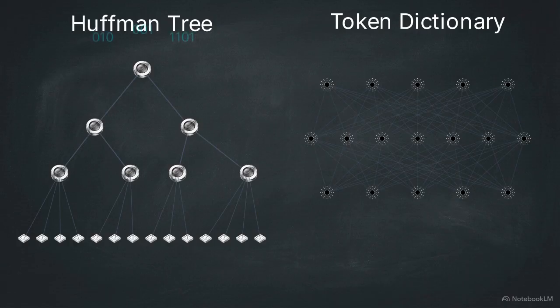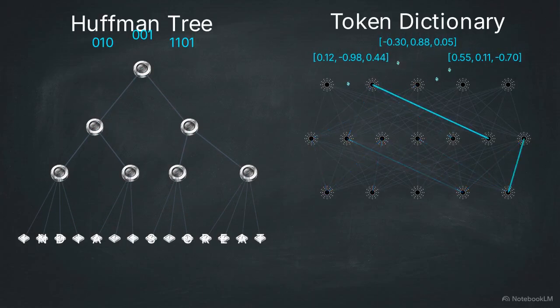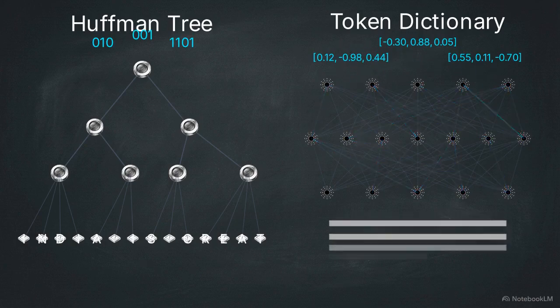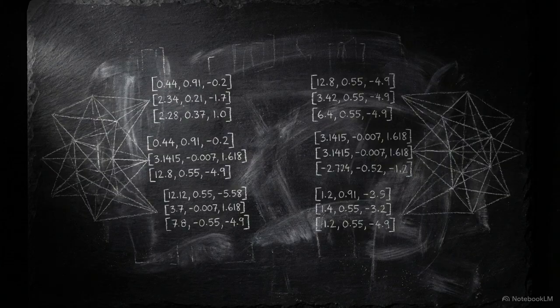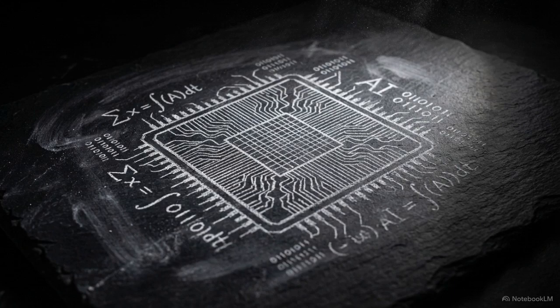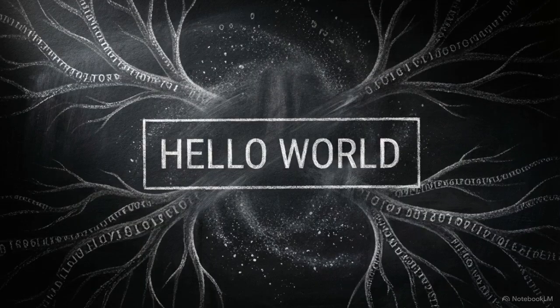This comparison shows how the logic scales. On the left is our simple Huffman tree. On the right is a massive, multi-layered network that translates complex vector numbers back into full paragraphs. This dictionary acts as the bridge. It takes the mathematical results of the model's internal calculations and converts them into readable human language.